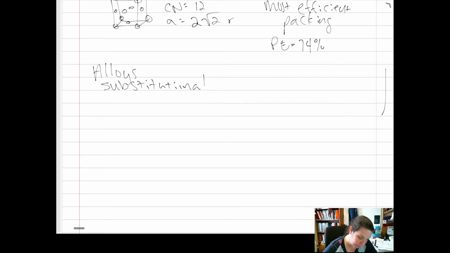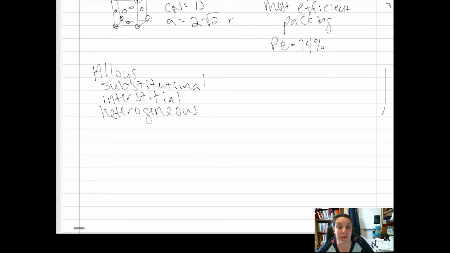We have interstitial. With our interstitial, we have a solute atom that is filling in the leftover empty space of your initial solvent atom. Your solute atom must be significantly smaller than your solvent lattice atom. So it'll fit in the interstitial space left over. And then heterogeneous. With our heterogeneous, the components are not uniformly distributed. This is usually gotten when you cool something really quickly, so we have different phases throughout.